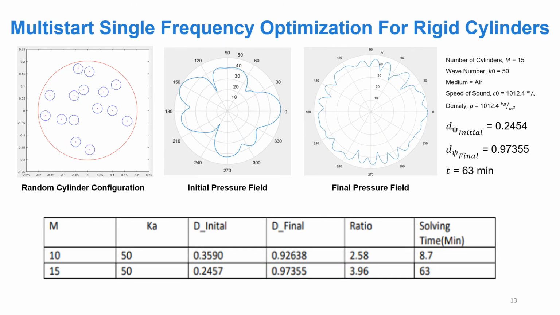The rigid configuration of 10 and 15 scatterers was simulated using multi-start single frequency optimization. The frequency which we used here is 2.74 kHz, and the algorithm is again the SQP algorithm. As we can see, the algorithm is more accurate in finding the diffusion coefficient close to 1, which is about 0.97355. And as you can see, the final pressure field is better when compared to the initial pressure field.